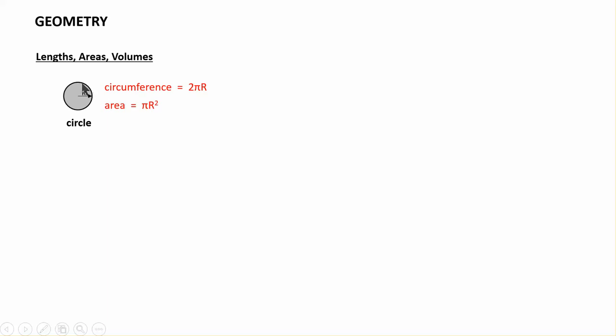So if you have a circle, you'll recall that the circumference of the circle, the total distance around, is given by 2 pi times the radius of the circle. The area of this circle is given by pi r squared.